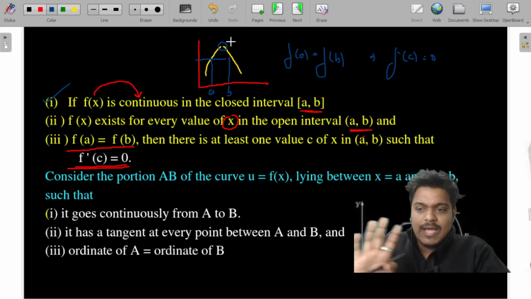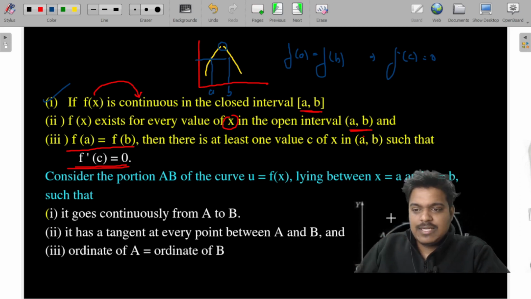Now I don't think that this is a big issue. It's a very big issue.